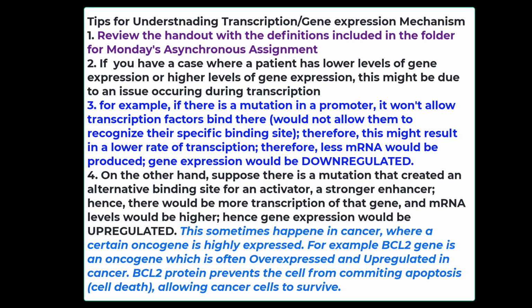Number three, for example, if there is a mutation in a promoter, it won't allow transcription factors to bind there. It would not allow them to recognize their specific binding site. Therefore, this might result in a lower rate of transcription. Therefore, less mRNA would be produced. Gene expression would be down-regulated.